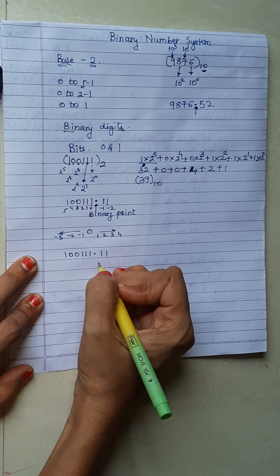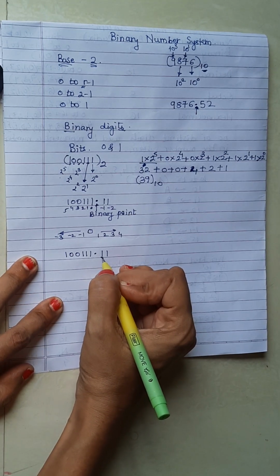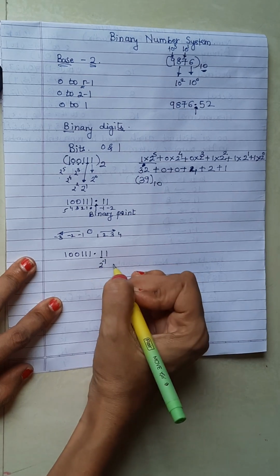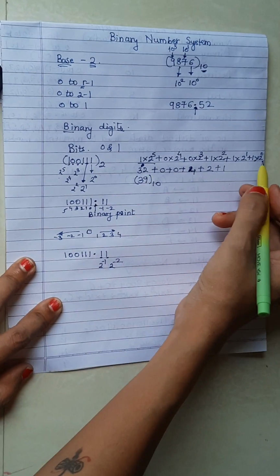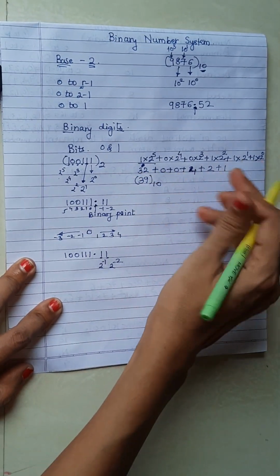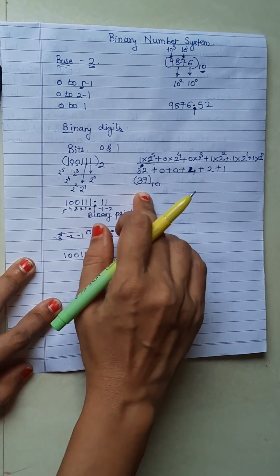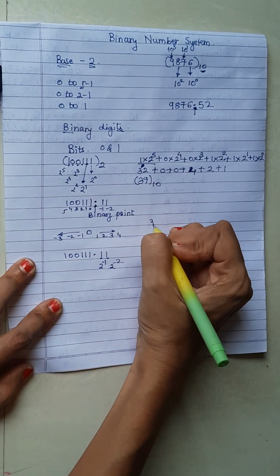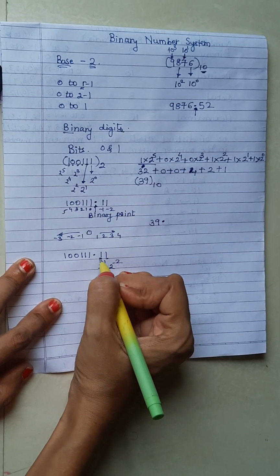100111.11, then the weight of this bit after the binary point would be 2 raised to -1. This would be 2 raised to -2. So if the integer part of this binary number is 39, the fractional part would be 39 point, what would this be?